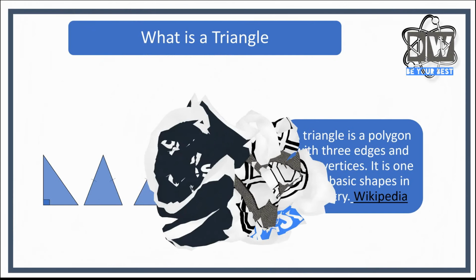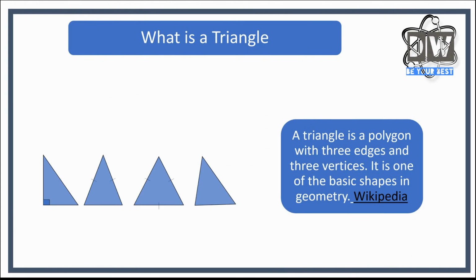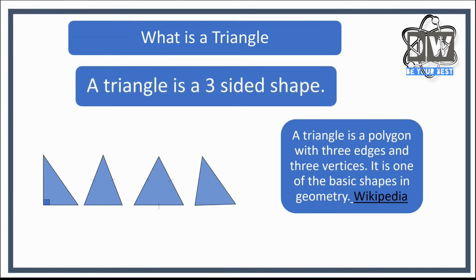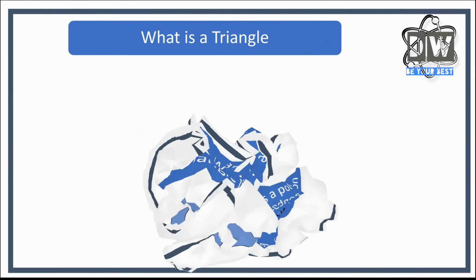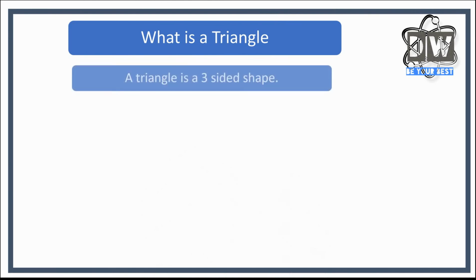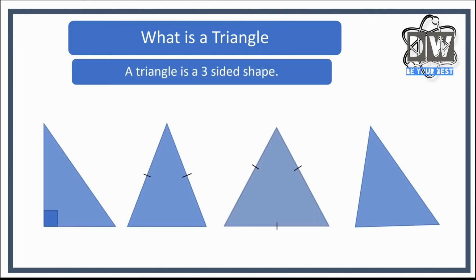First up, let's have a look at what a triangle is. A triangle is a polygon with 3 edges and 3 vertices. It is one of the basic shapes in geometry. It's from Wikipedia. In other words, a triangle is a 3-sided shape. And here go some examples down below. We're going to go through each of them step by step so that you know all the properties and what we can take from those properties. So what is a triangle? It's a 3-sided shape. Here are the examples.